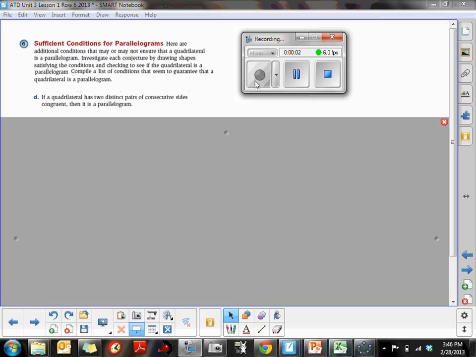Continue on with this theme. What are some sufficient conditions to prove it's a parallelogram? The next condition they asked us to consider: what about a quadrilateral that has two distinct pairs of consecutive sides that are congruent? If we have that, does it have to be a parallelogram?